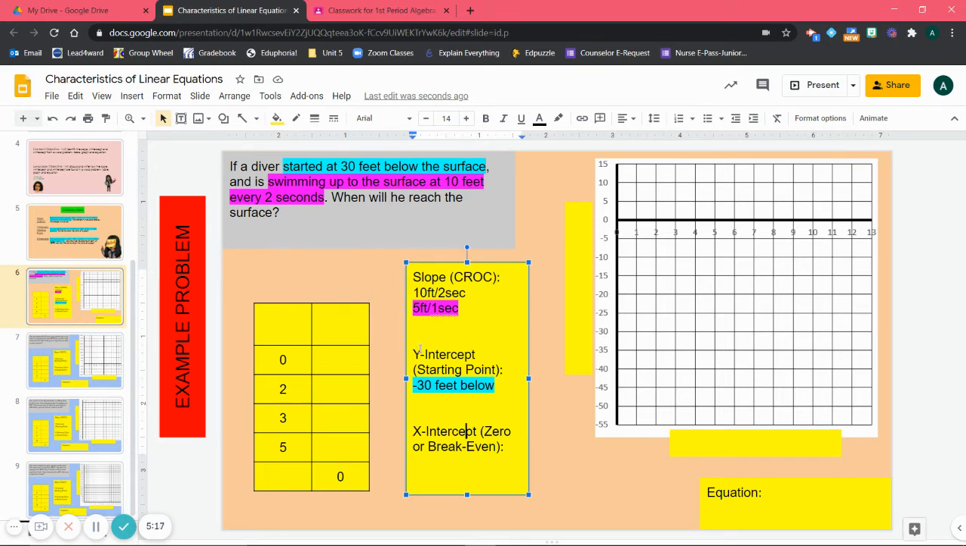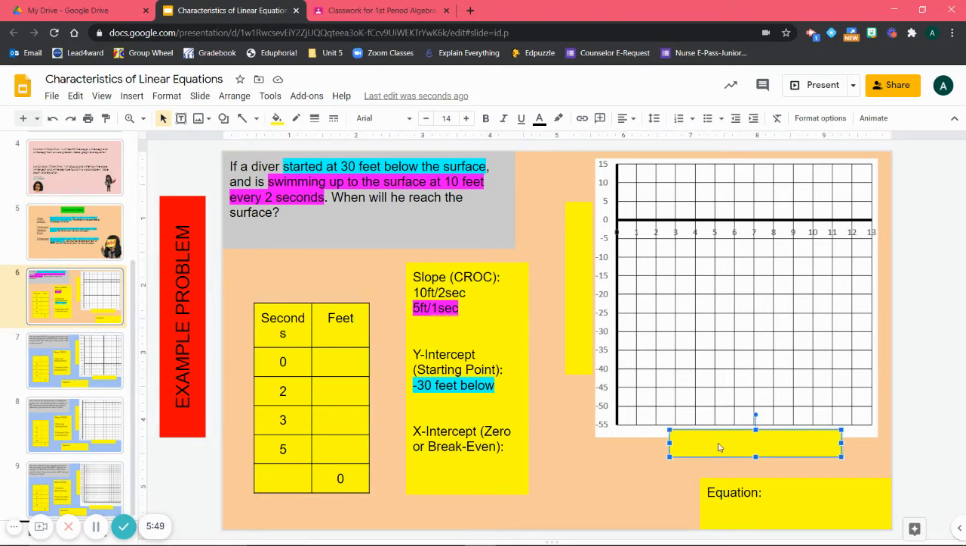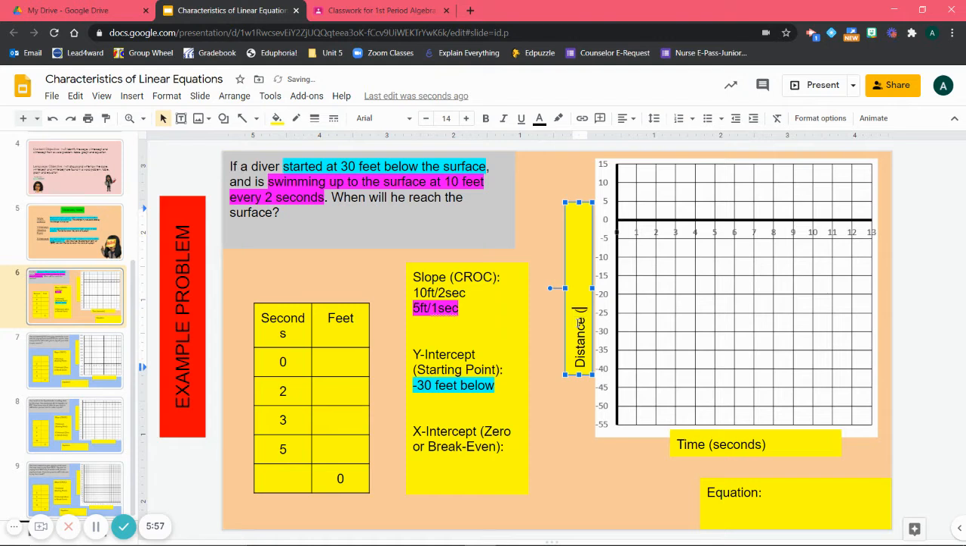When will he reach the surface? So let's think about what we're comparing here. And in case I can't really figure out what I'm comparing, like my two variables, I pay attention to what I'm comparing for my slope. So it looks like I'm comparing seconds and feet. So in my table, I'm comparing seconds to feet. So time and distance, right? My x's and my y's. So I'm going to also label a graph. So make sure you sketch yourself a graph. We are comparing time in seconds to distance in feet.